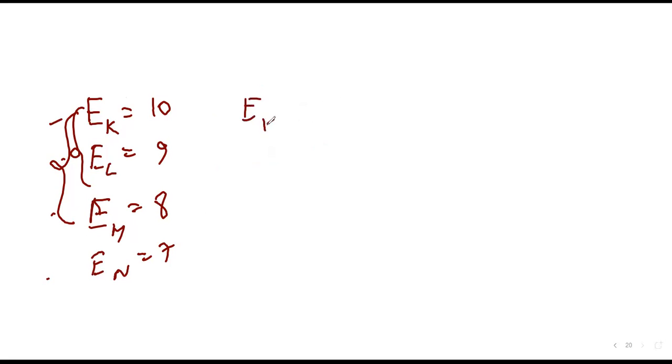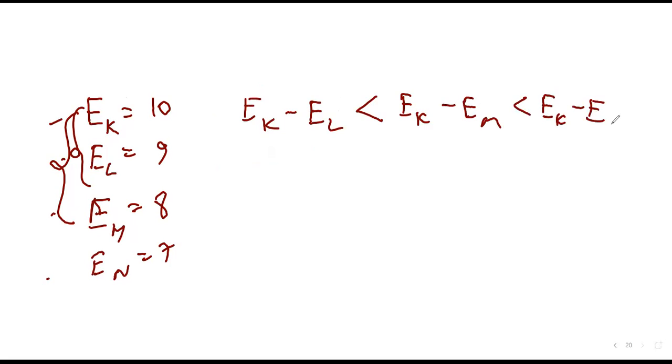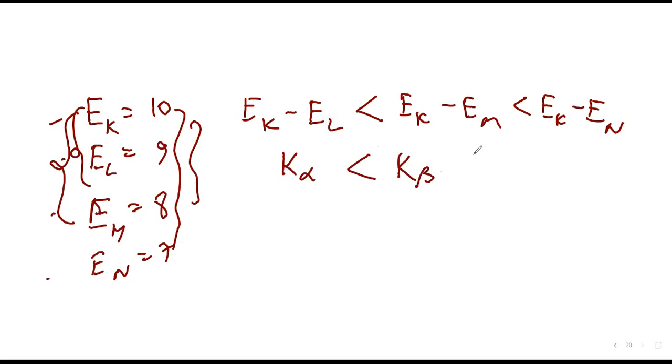See, EK minus EL will always be less than EK minus EM, and it will always be less than EK minus EN. Why? Because you are increasing the gap. It means that K alpha will always be less than K beta, which will always be less than K gamma. So this is in terms of energy.